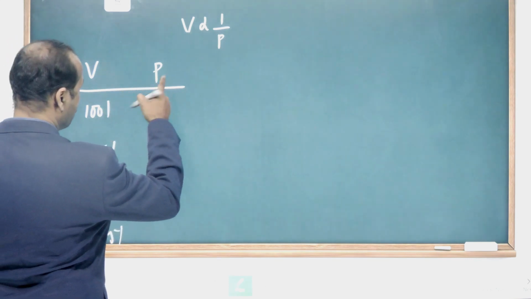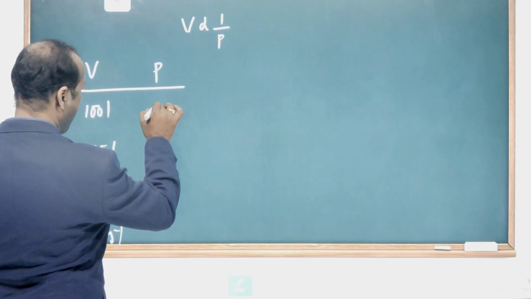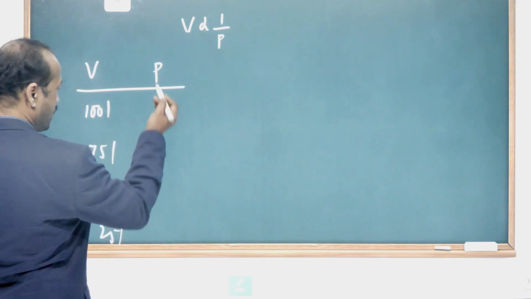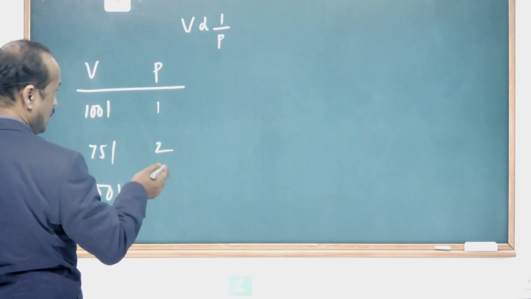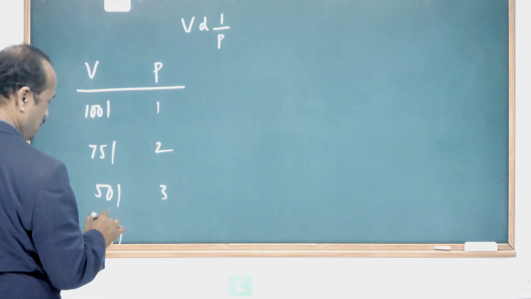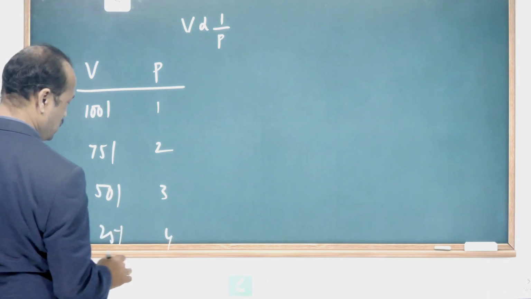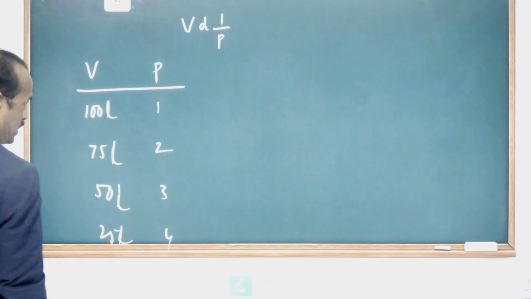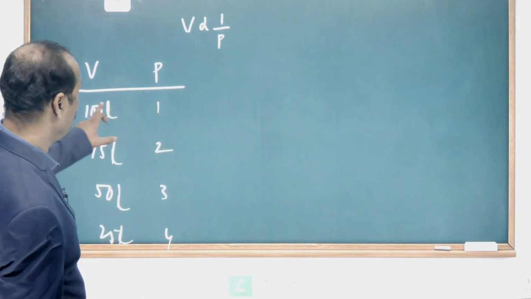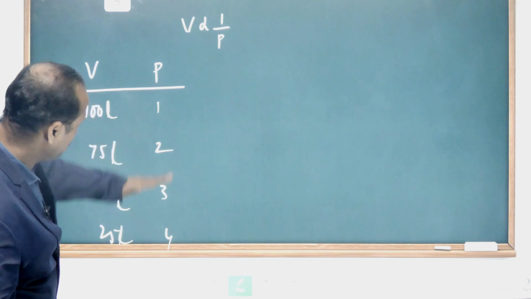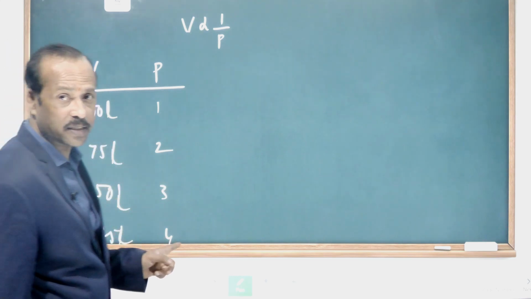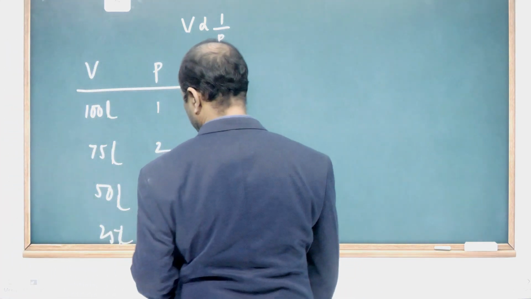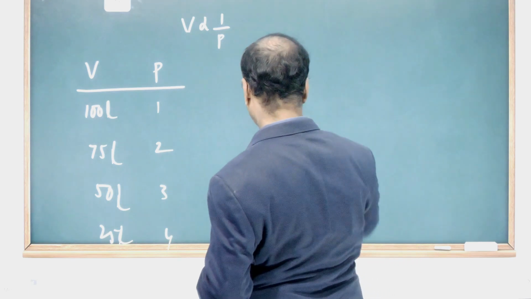And here, for example, you think the pressure is 1 atmosphere. I am increasing the pressure to 2 atmospheres. The pressure is increased to 3 atmospheres, and then to 4 atmospheres. So 100 liters, 75 liters, 50 liters, and 25 liters. When the pressure is less, the volume is more. When I am increasing the pressure, the volume is decreasing. Is this clear to you? Now if you want to plot the graph for this, how can you plot it?